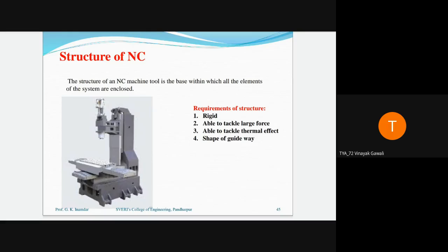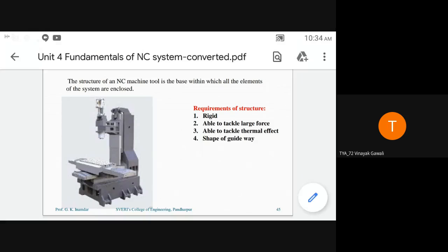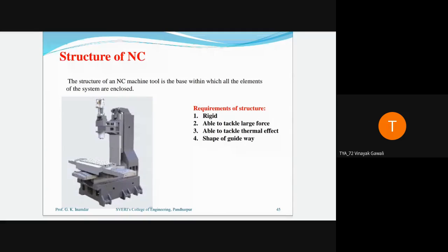Now the third requirement is being able to tackle thermal effects also. Thermal effects are very important. In a lathe machine also, due to machining the temperature definitely increases. If you have ever worked in a workshop, after machining, the chips fly off to the side, you must have seen that in the workshop, 100%. That type of thermal effect should be considered in that NC machine. This is also required for the structure.